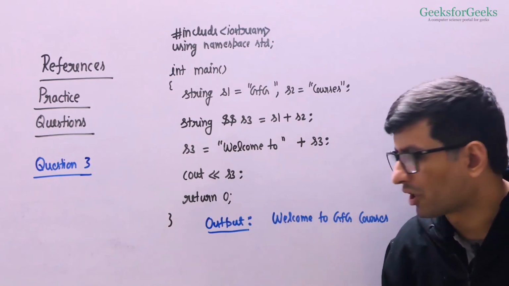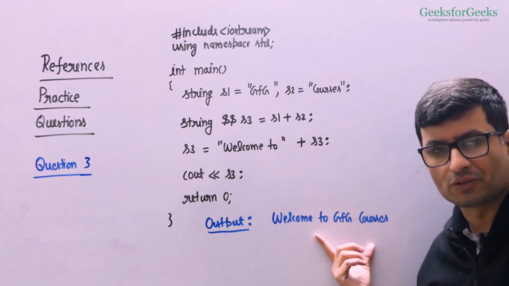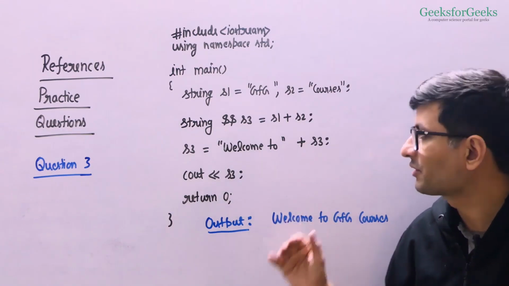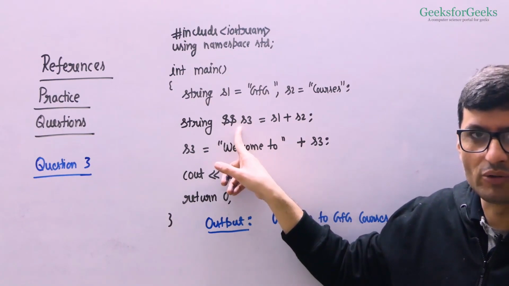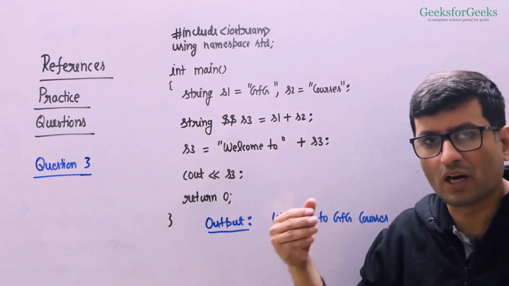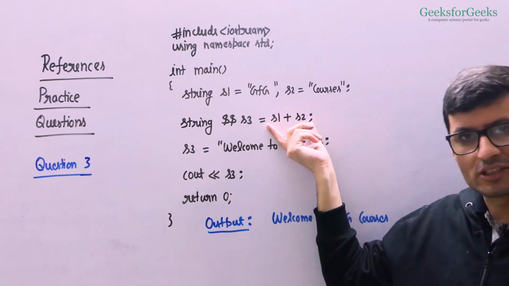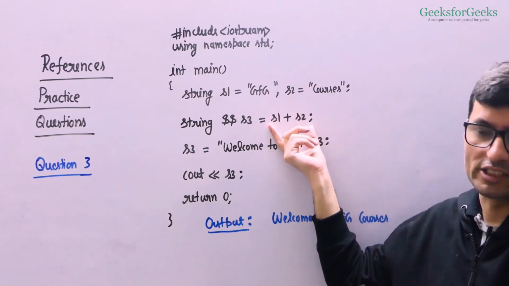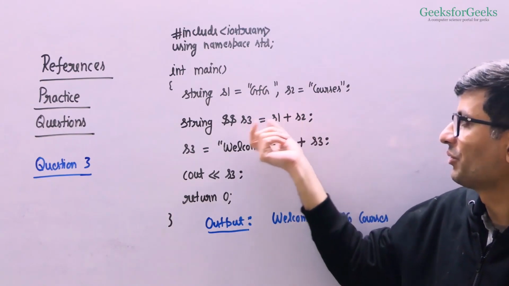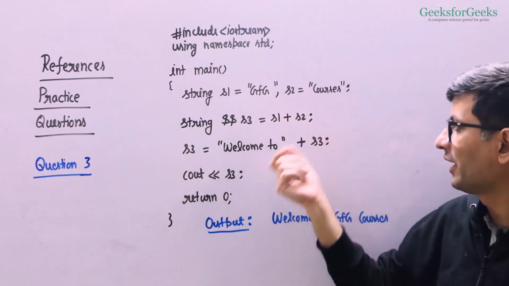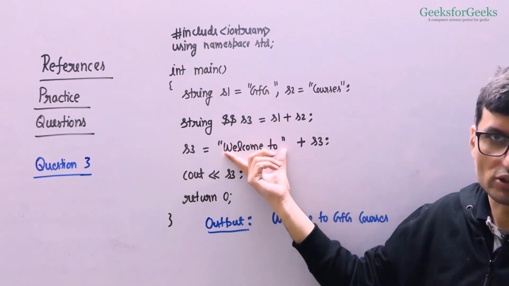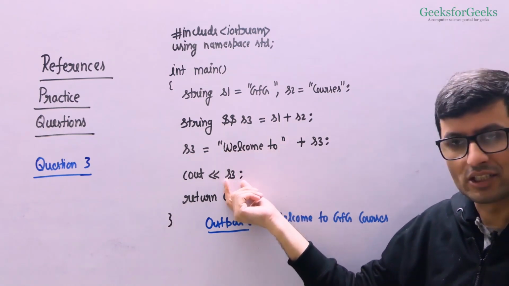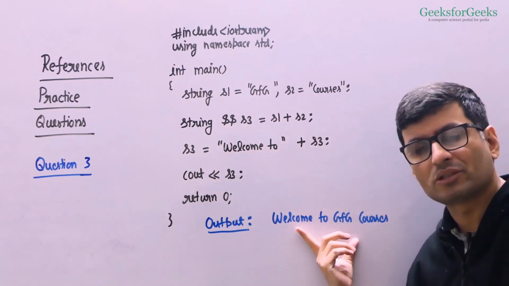The output of this program is "welcome to GFG courses". This program compiles and runs fine. As we have discussed earlier, double ampersand means r-value reference. It can refer to an r-value, and this expression is an r-value. We typically use it on the right side of the assignment, right? So we have a reference to this r-value, and then when we prepend "welcome to" to this r-value, this also works. And when we print s3, we get the output as "welcome to GFG courses".